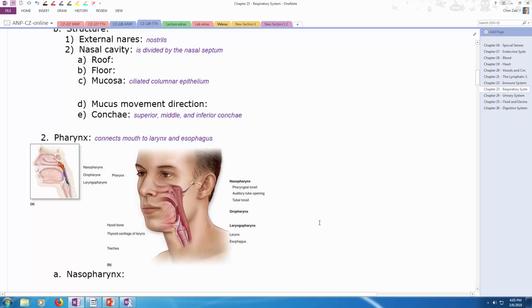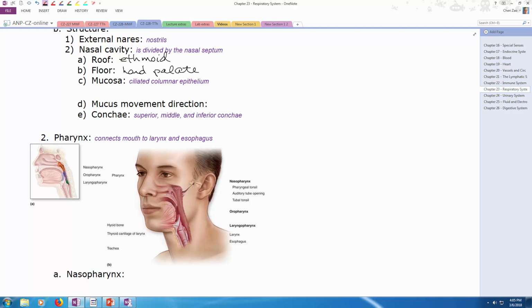The roof of the nasal cavity is where we find the ethmoid bone. Remember, that's where our respiratory epithelium is, going through all the cribriform plate. And then the floor of the nasal cavity is, for the most part, the hard palate. Anteriorly, the bulk of the hard palate is our maxillary bone, and posteriorly we actually have some palatine bones, but they actually make up only a small portion of the hard palate.